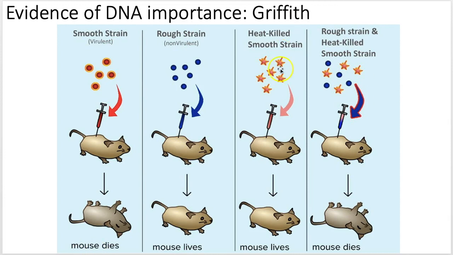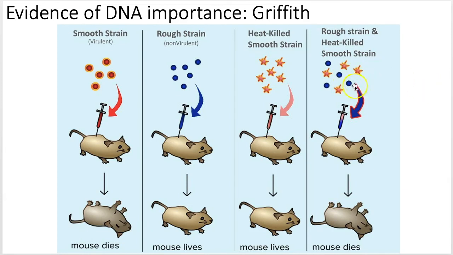Well, what if I kill it with heat? You wouldn't burn it, but you would heat it up so that you kill the smooth strain. Okay, well, I heat it up and it doesn't kill the mouse, right? The bacteria is dead, right? But if I take these dead bacteria, mix them together for a couple days with this rough strain, what we now know is that the rough strain was taking up DNA from the smooth strain, either genomic or probably more likely plasmid DNA that gave it a virulence factor.